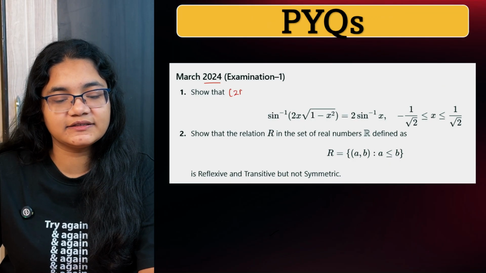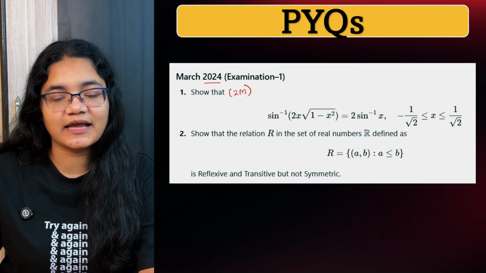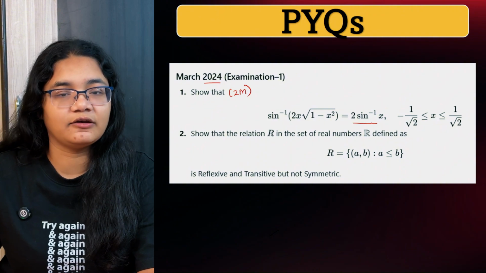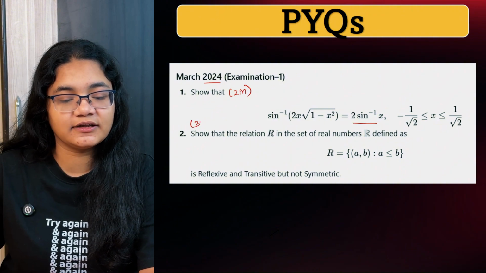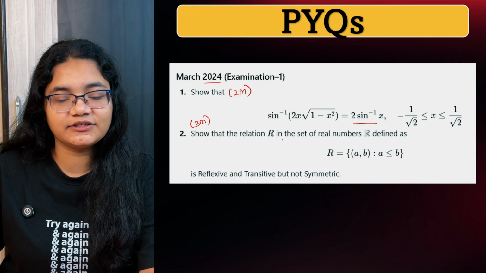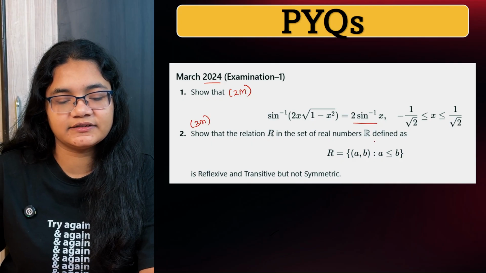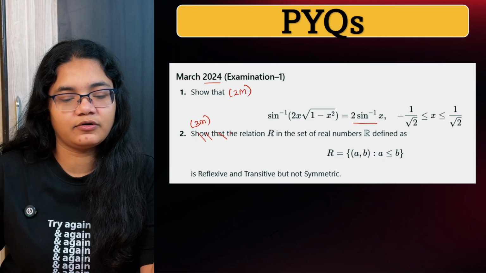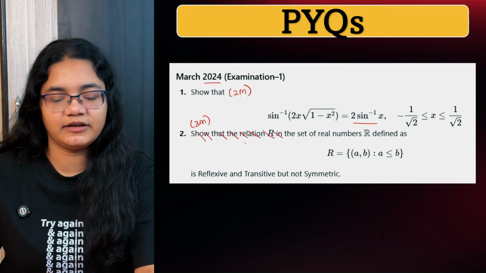So in the 2-marker section, the question was: show that sine inverse of 2x times root of 1 minus x square is equal to 2 sine inverse x. And this question was in the 3-marker section: show that the relation R in the set of real numbers is defined as, okay, reflexive but not symmetric. Sorry, this question is not from this particular chapter. Okay, just erase this question.